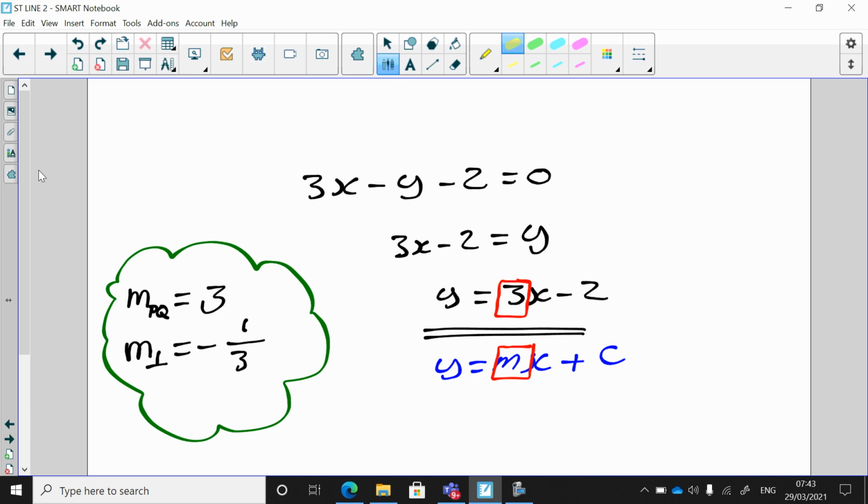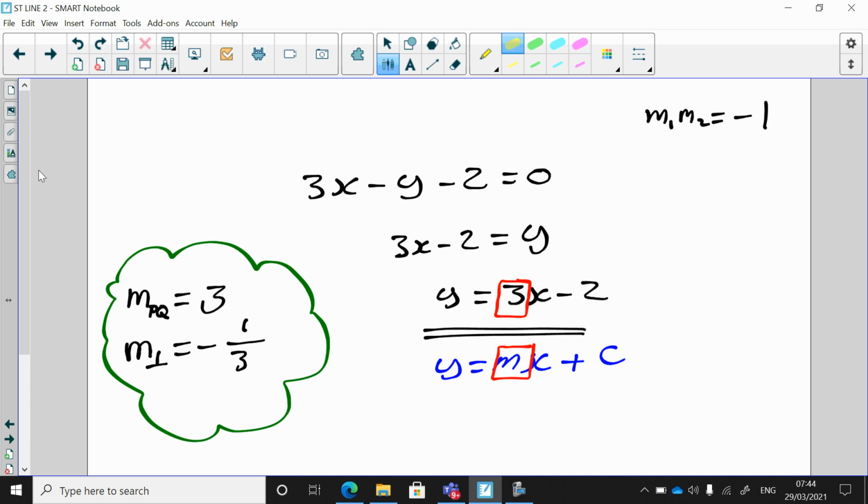3 is really 3 over 1. So if we flip 3 over 1, we get 1 over 3. But remember, the gradient for PQ was positive, so we change that to a negative. So we have seen that before. So if in doubt, just go back and have a little look at that there. Right, so we've now got the gradient of the line which is perpendicular. We're going to take that information and just remember it's going through the point P that we have the coordinates of.